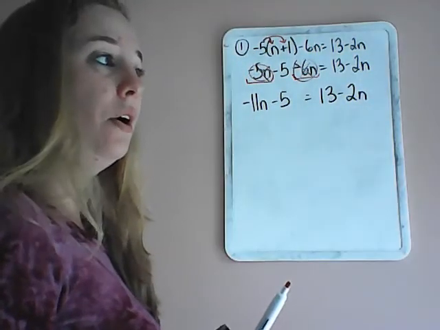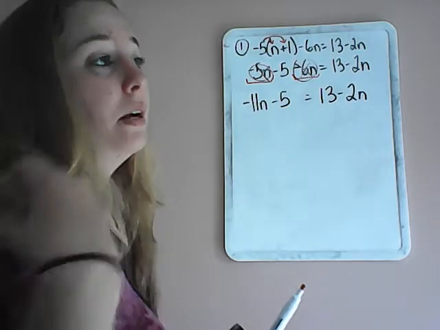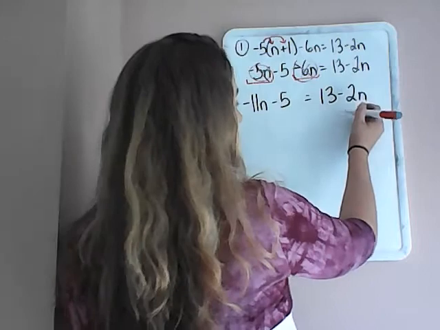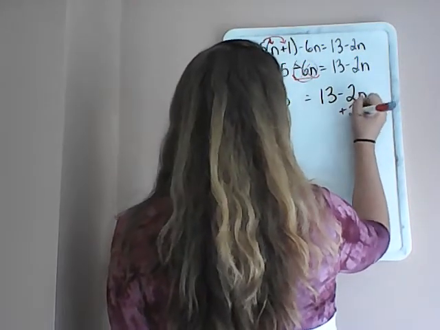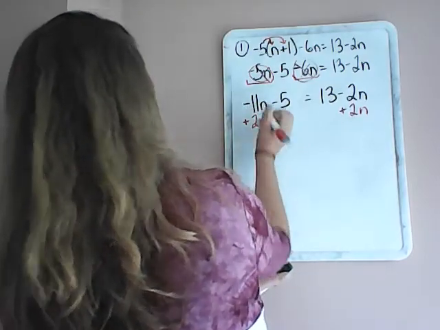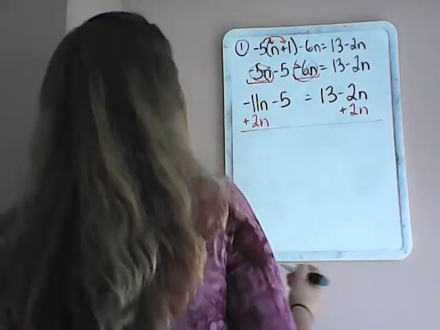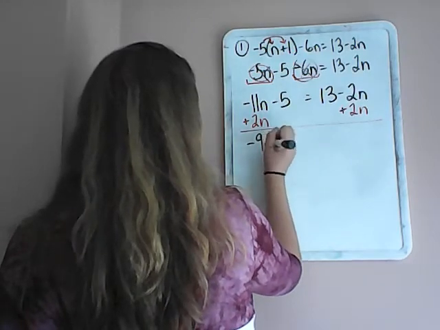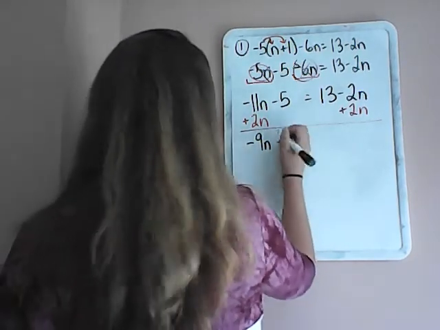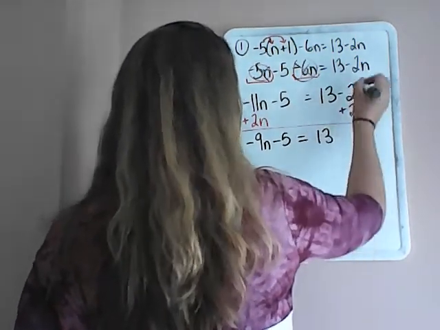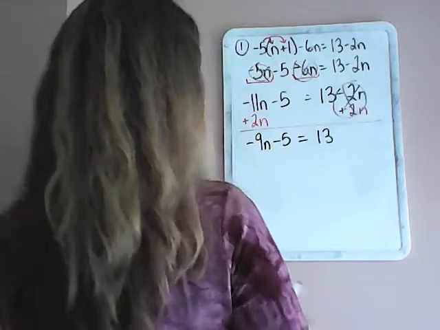All right, so step 3. Let's get our variable terms to one side. I'm going to go with getting it on the left. We have a -2n, so we're going to add 2n. We're going to add 2n here to the n term, because you can only combine terms that are like terms. -11 plus 2, -9n. -5 just comes down, equal sign comes down, 13 comes down, and this zeroes out. That's why we did it.